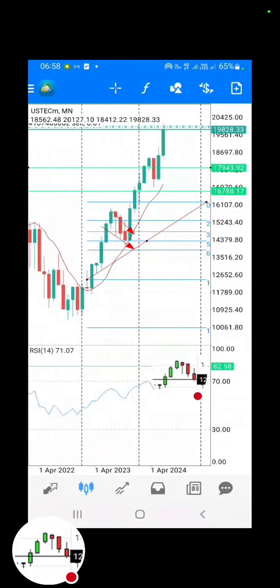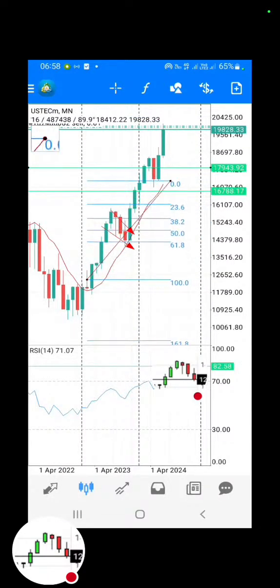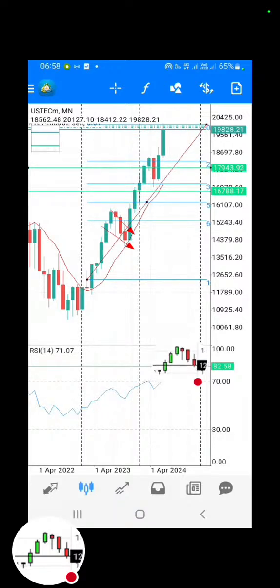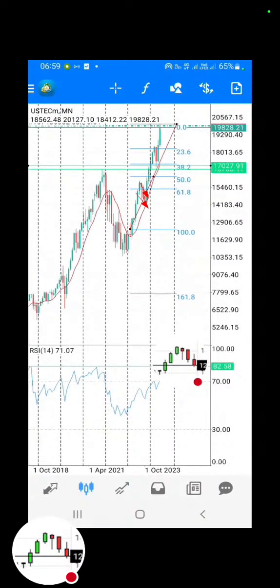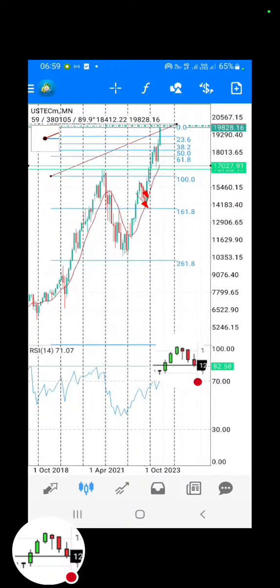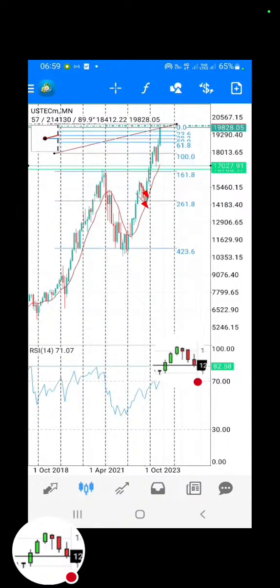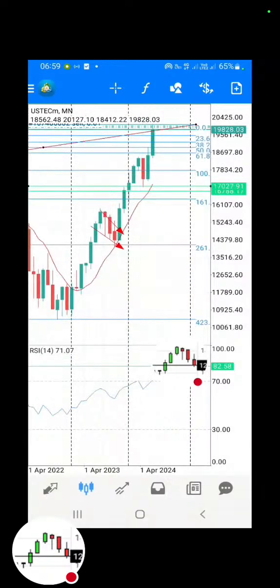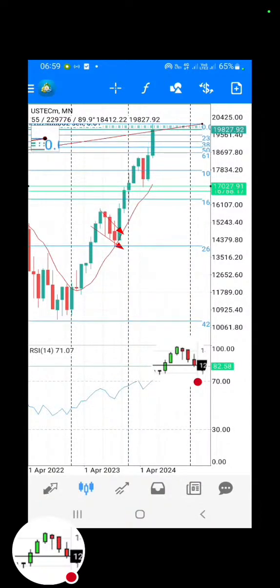We will start on 0 because it's very important. The market was going up, so we will start on 0. So I'm going to come back down. I'm going to come back down. I'm going to come back down again. The last level, which is 423. Okay. Yes. We did manage to draw our Fibonacci levels.